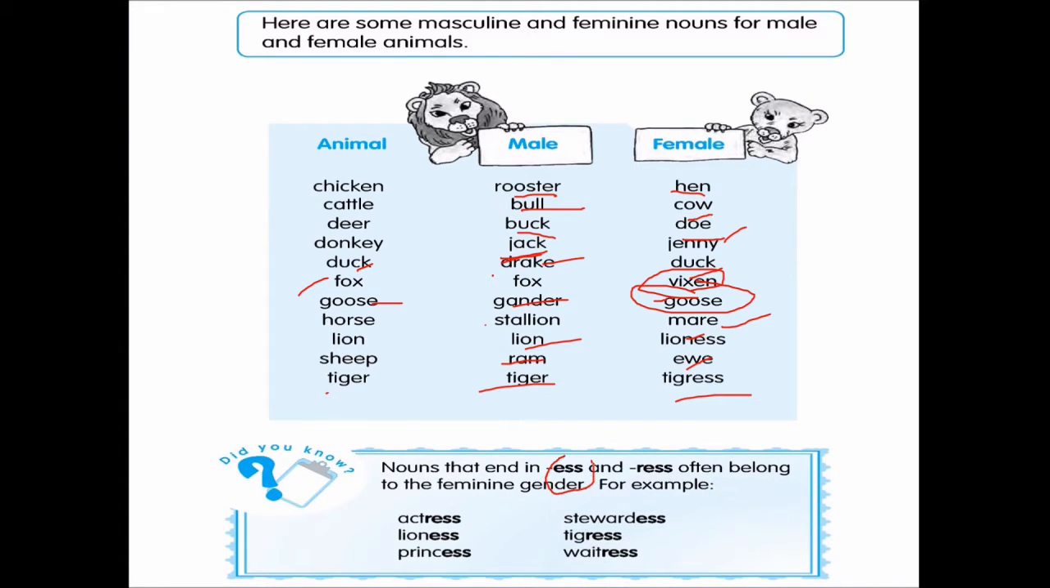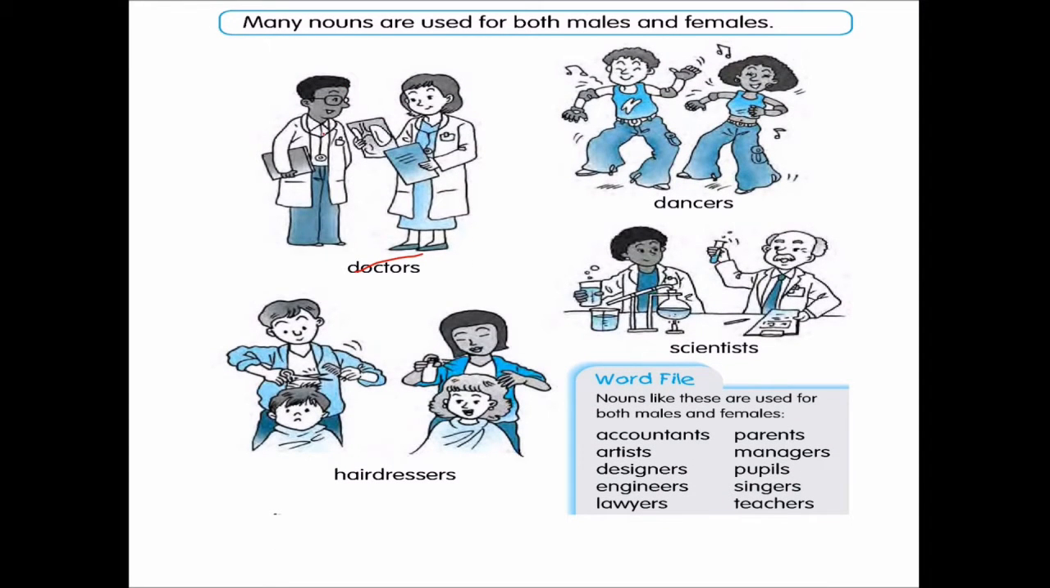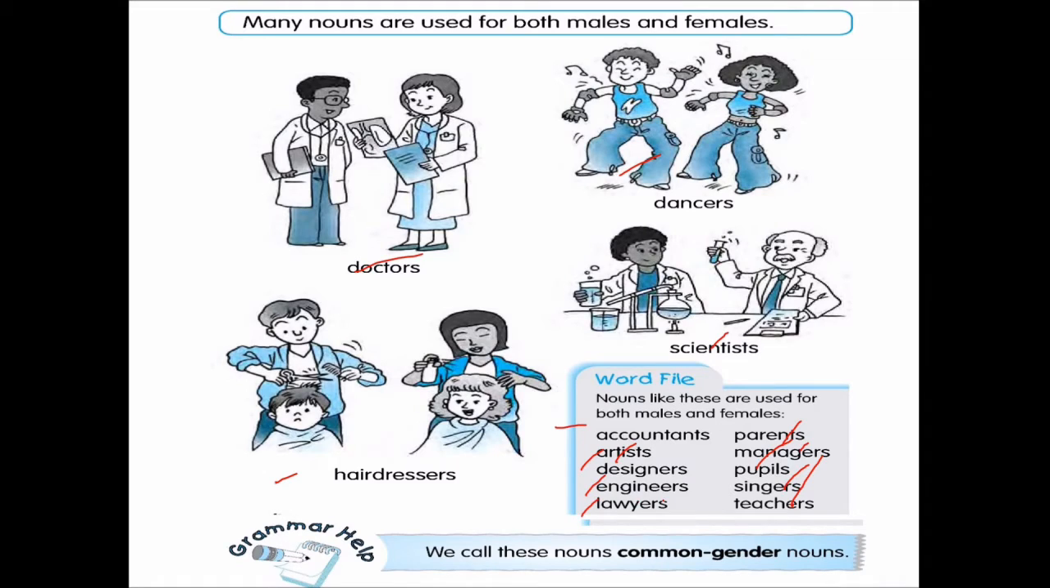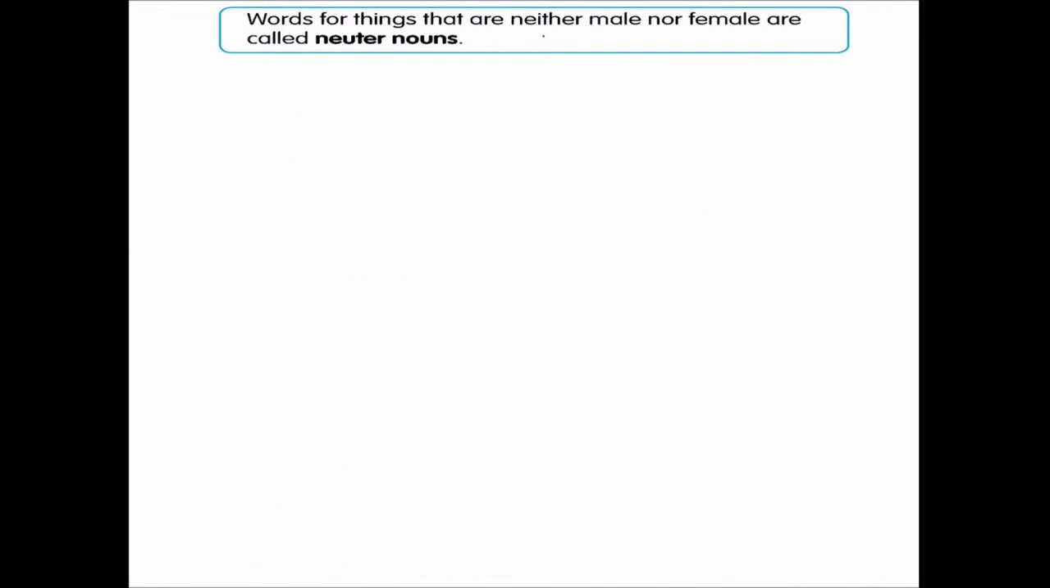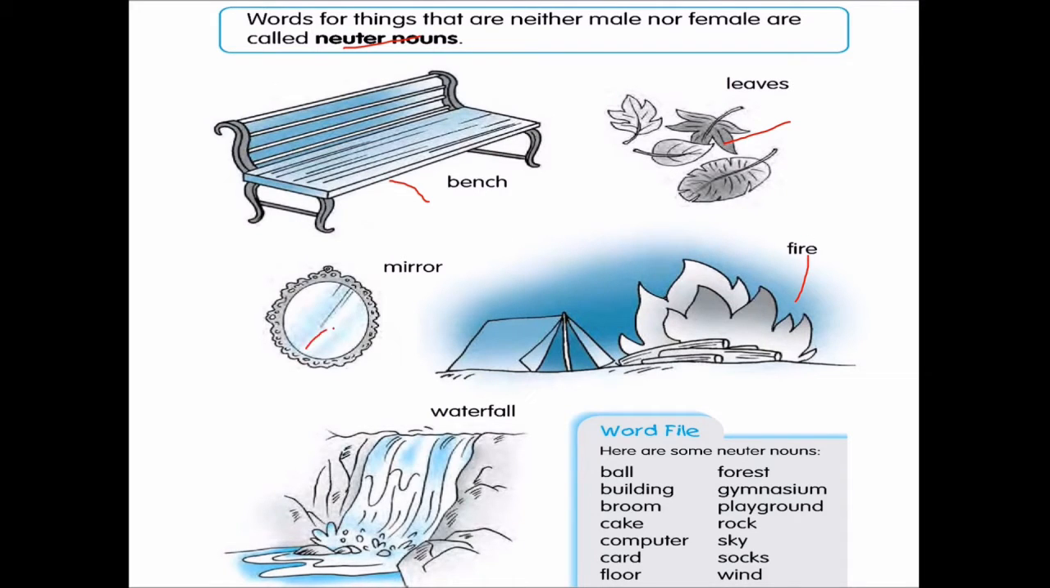So nouns that end with ess and ress often belong to the feminine gender, like actress, lioness, princess, stewardess, tigress and mistress. Many nouns are used for both males and females. How? Doctors, may be male or female, dancers, scientists, hairdressers, accountants, artists, designers, engineers, lawyers, parents, managers, pupils, singers, teachers. They are all nouns used for both males and females. We call these nouns common gender. And words for things that are neither male nor female are called neuter nouns, like bench, leaves, fire, mirror, waterfall, ball, building, brook, cake, computer, car, floor, forest, gymnasium, playground, rock, sky, and wind.